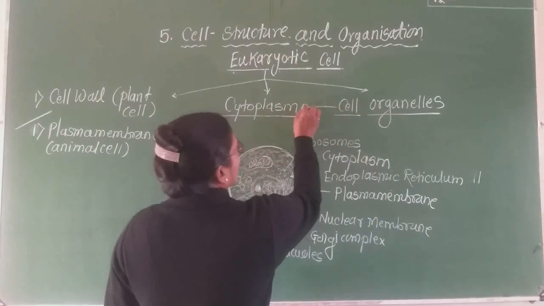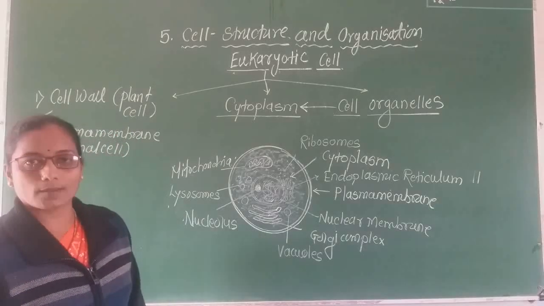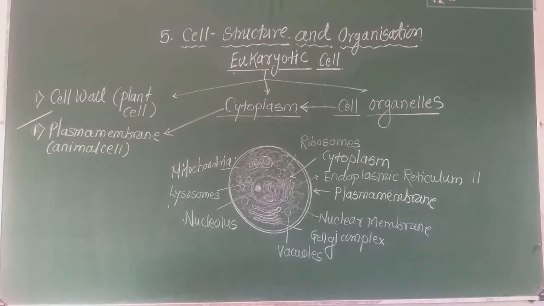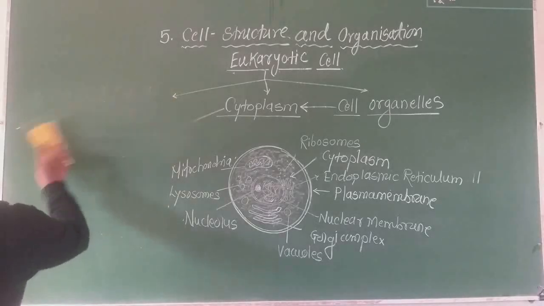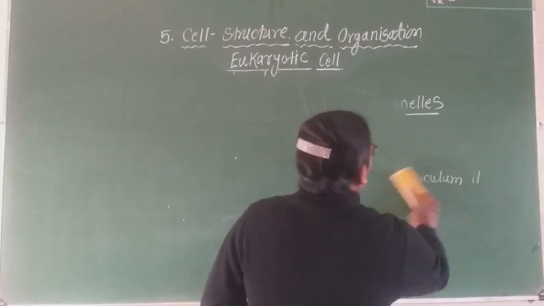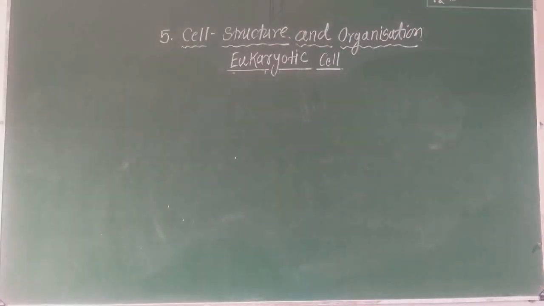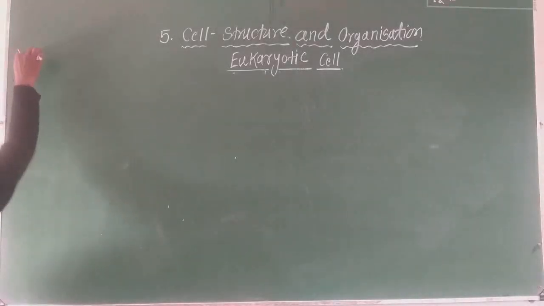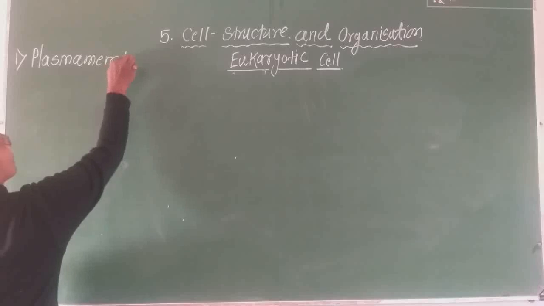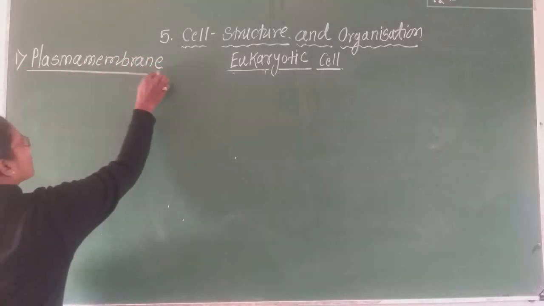All these cell organelles are suspended in the cytoplasm, and the cytoplasm is bounded by the plasma membrane. Now we are going to study the first structure, the outermost covering, called the plasma membrane. What is the structure of the plasma membrane, how does it appear under the microscope, and which are its parts, in the plasma membrane of the eukaryotic cell.